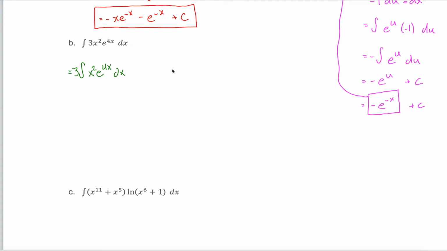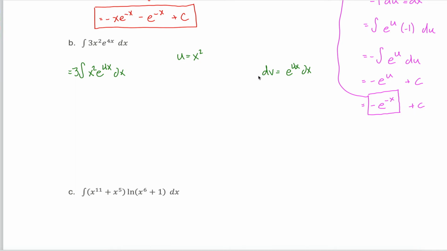I'm now ready to use my integration by parts. To use integration by parts, I've got to figure out what u should be equal to, and then what's left over will be my dv. My options for u are either x squared or e to the 4x. If you think about those two things, the x squared will get a little bit simpler when I take its derivative, but e to the 4x will not. So my choice for u is going to end up being x squared. If you're not comfortable with that, try it both ways and see what happens. If u is equal to x squared, then dv is e to the 4x dx.